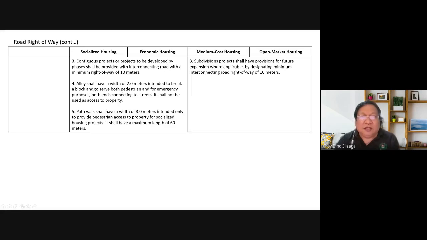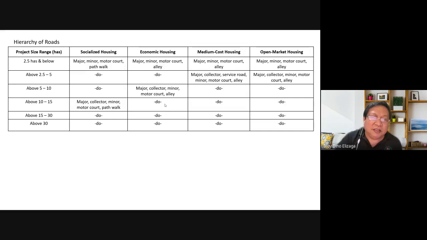Okay. So I will discuss more about the medium cost and open market housing because it is related to your plate, and you can read up the rest about socialized housing and economic housing. I'll just point out something which might be very important. These are the types of roads that you will be dealing with depending on the class of housing that you will design.